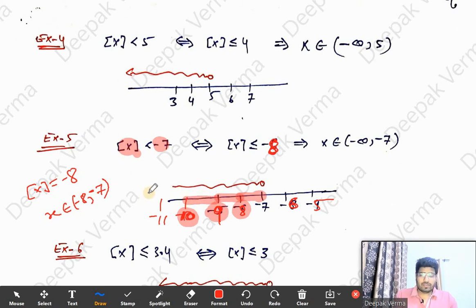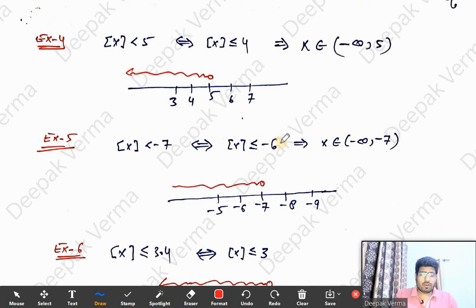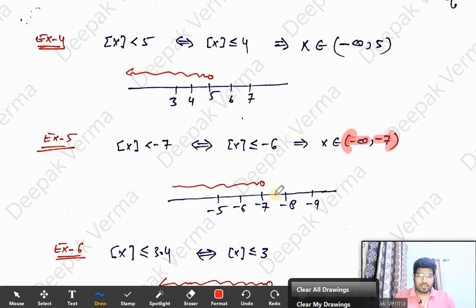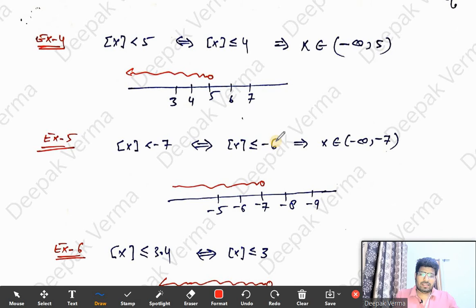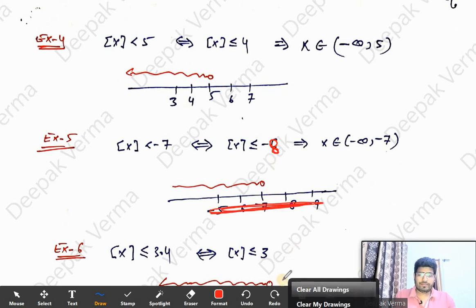So we can see what's happening over here. x belongs to minus infinity to minus 7. Minus 7 is not included. Got it? I hope it is clear. Therefore the answer is minus infinity to minus 7, open. So make the correction over here. Again I am writing, this is minus 8, and make this correction here.